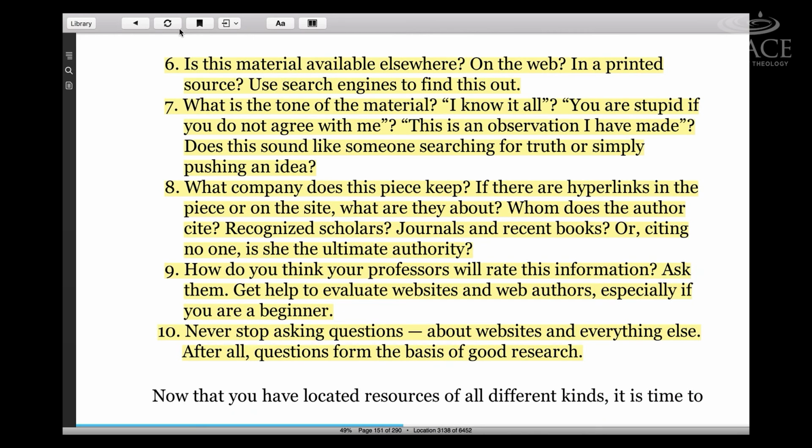What is the tone of the material? Is there an I know it all tone? So is somebody just pushing an agenda, or are they genuinely searching for truth? Are there links from this site to other sites? And so what kind of company does this site keep?